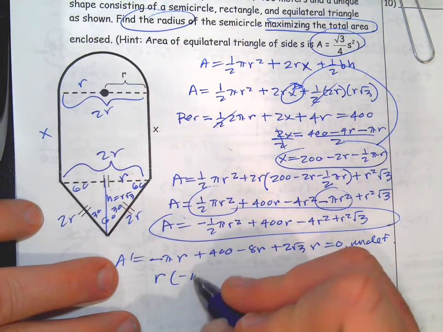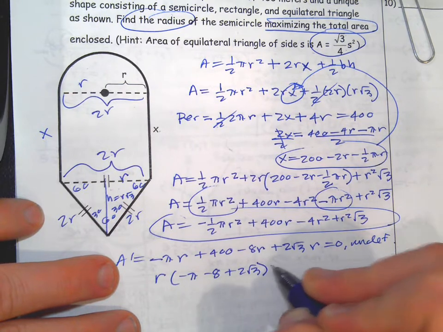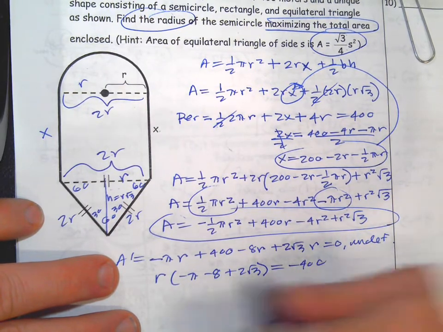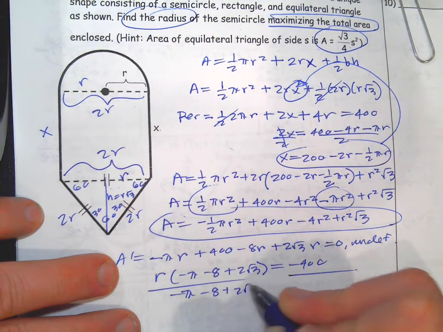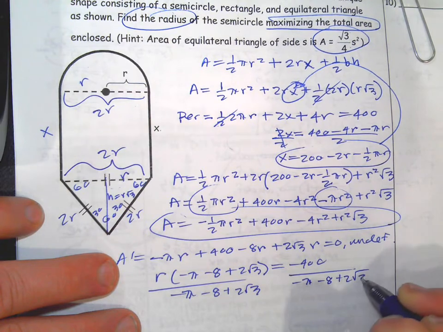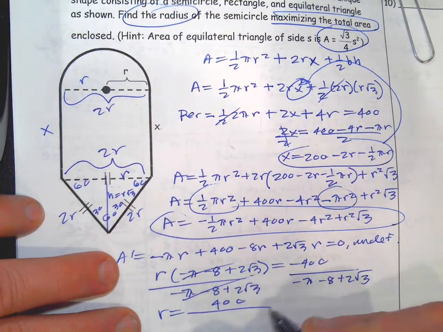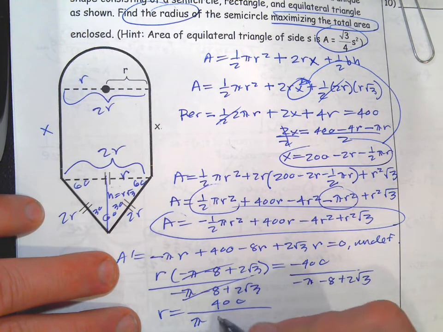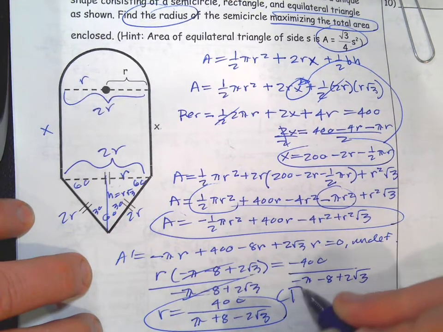We have negative pi minus 8 plus 2 root 3. I'm going to move the 400 to the other side and divide both sides by this. So r equals, I'm going to get rid of the negative by factoring a negative out of the top and bottom. That'll make things a little nicer. This is your critical point.